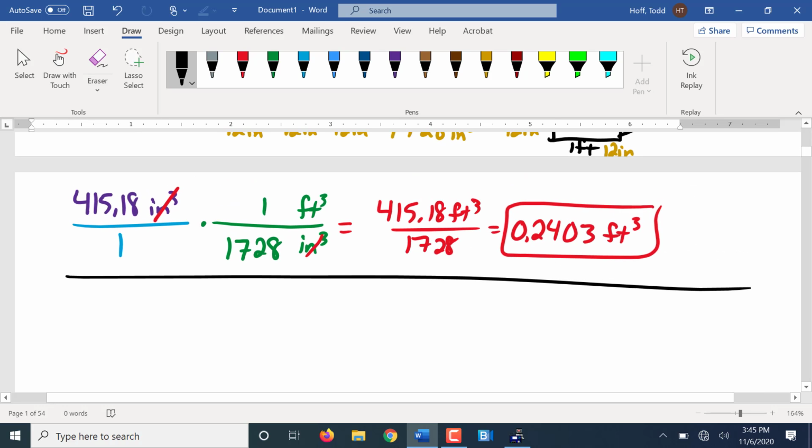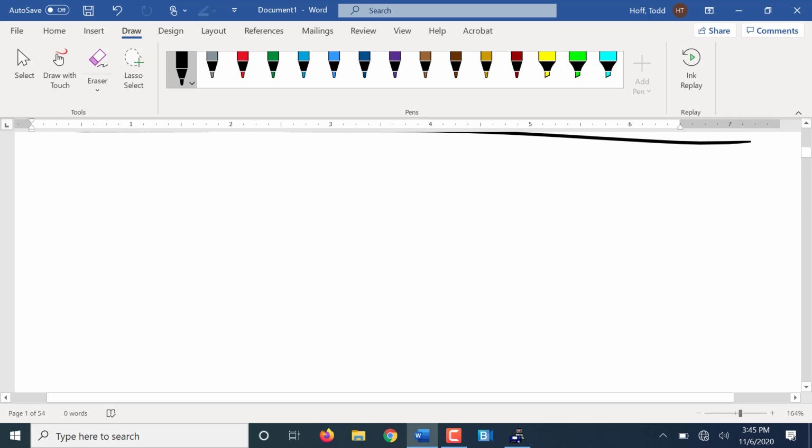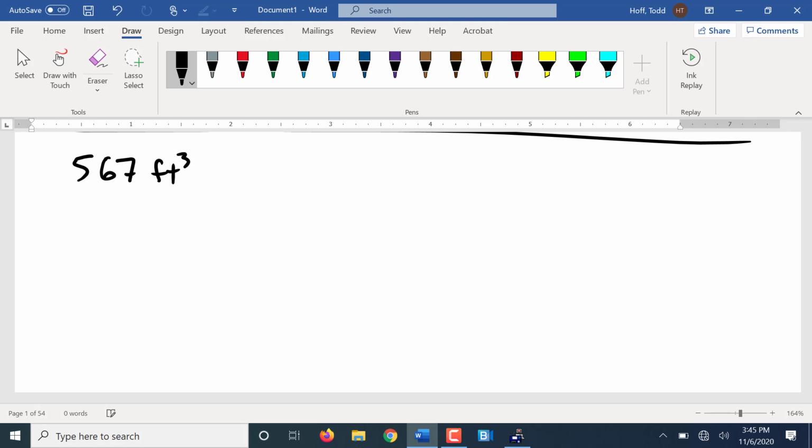So just like with our square units, we have to be very careful with the cube units to make sure we've adjusted our conversion factors to fit. One that I used a lot because I did a lot of concrete work was this one: 567 cubic feet going into cubic yards.